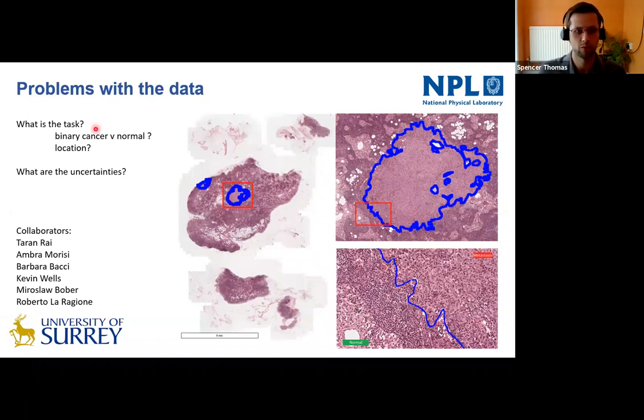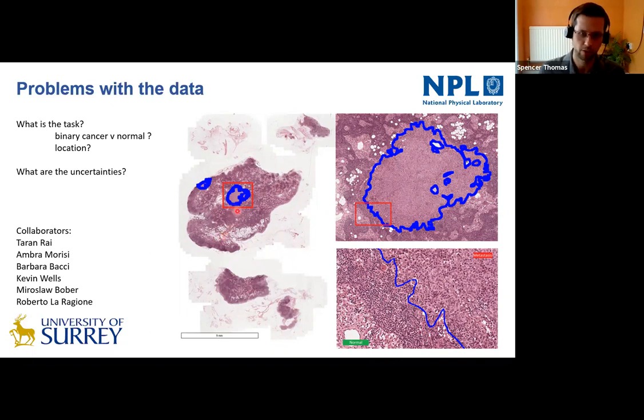So in terms of what actually is the task, is this a binary task of is there cancer or not cancer? And are we taking this whole tissue section, regions of it, or are we interested in location? If it's a binary classification task, then you have issues around how much of the positive class you need to do this in a statistically significant way.